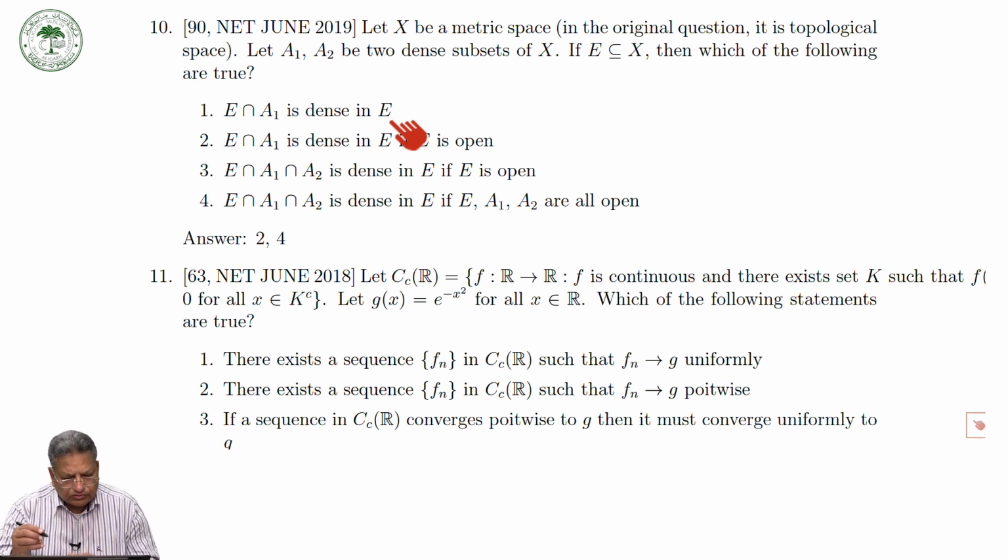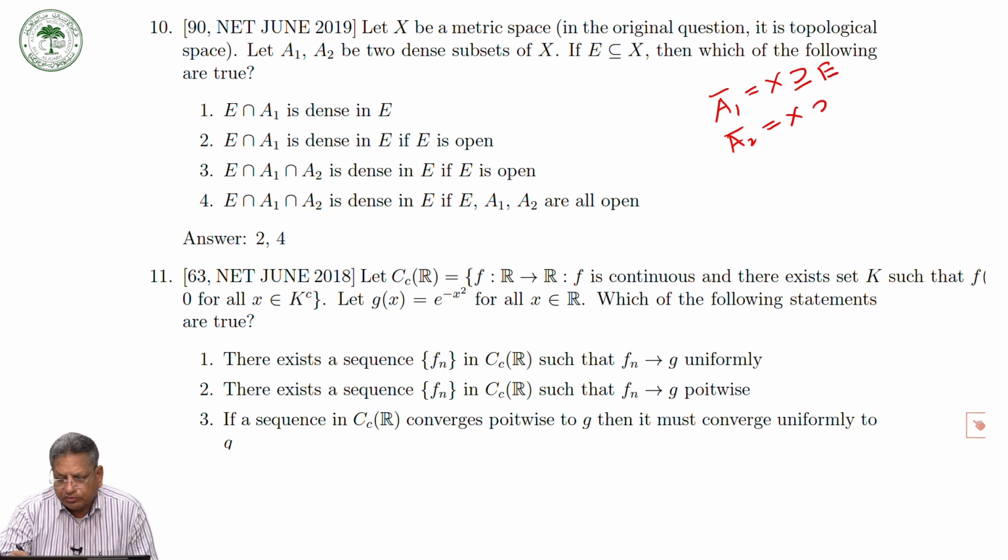Here you see that the closure of A1 is equal to X and the closure of A2 is equal to X. And here E is a subset of X. It means that E is a subset of the closure of A1 as well as the closure of A2. Then the question is whether E intersection A1 is dense in E. If you take the intersection of these, then it may not be dense in E.